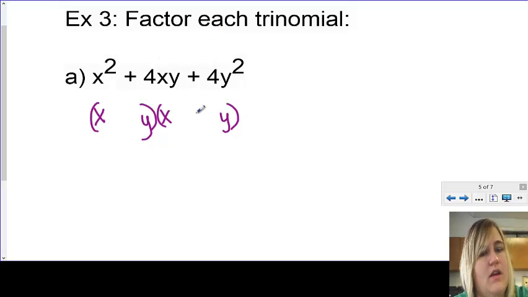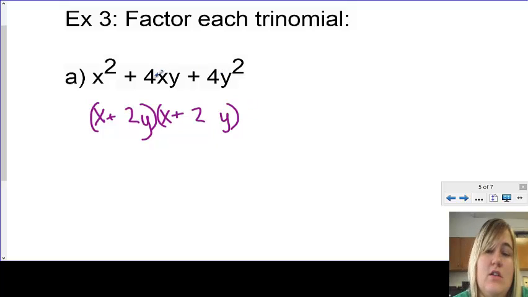Well, you hopefully can tell immediately. They're both positives. Okay, so we have to have positives, and hopefully you can see that that's a 2, because 2 times 2 gets me 4, and 2 plus 2 gets me 4. I want you to FOIL this out and check it and make sure it works.